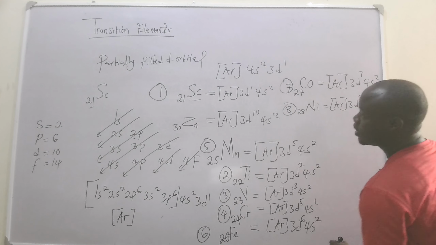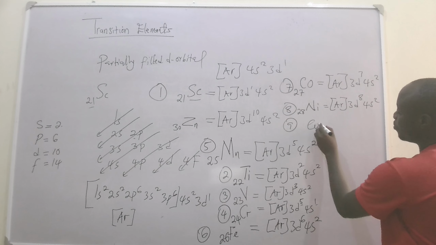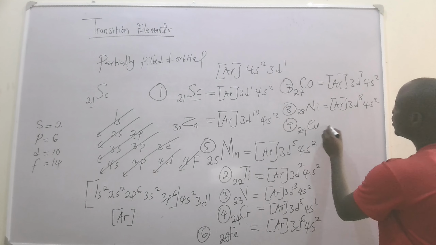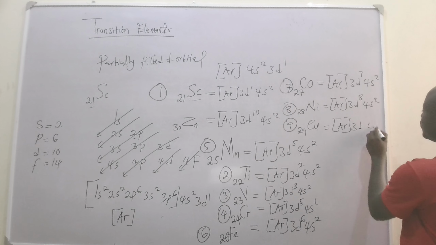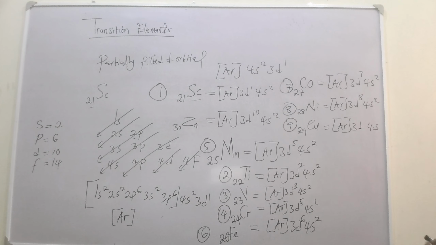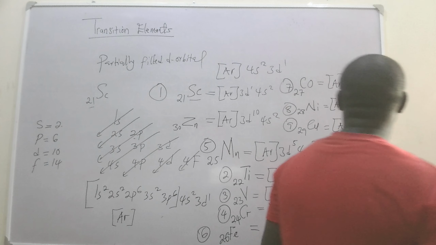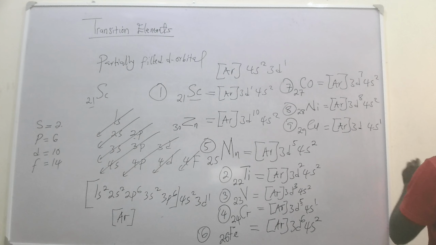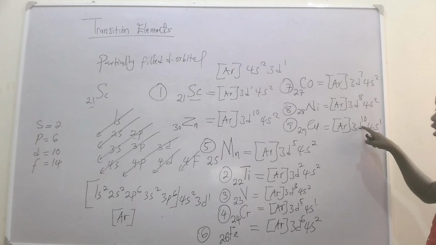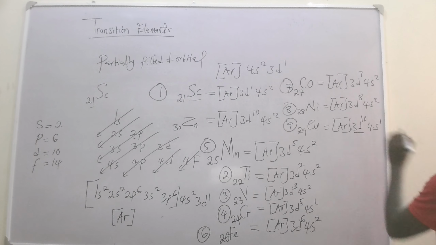Then the next one is, of course, copper with atomic number 29. So it's now going to be argon configuration 3d 4s. So in this case, the issue of stability also comes into play. Instead of adding 9 here and 2 here, we add 1 here and then we add 10 here. So instead of adding 2 here, we add 1, then the remaining electrons are completely added here.